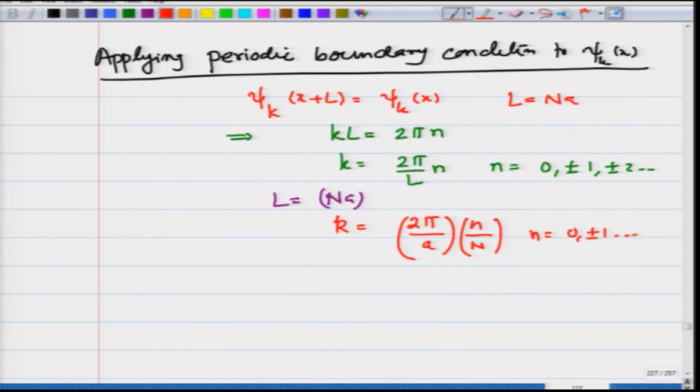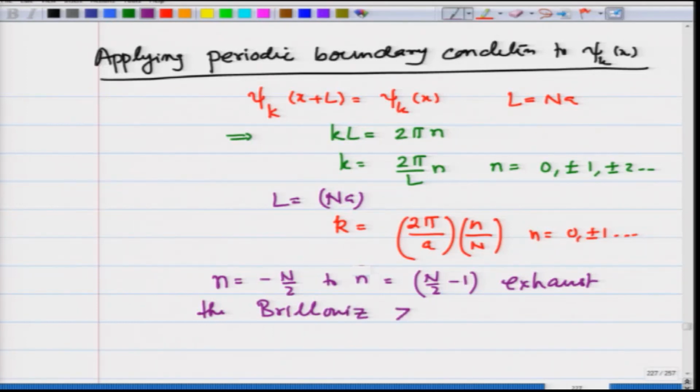And you can see immediately that n equals minus N by 2 to n equals N by 2 minus 1, to be very, very precise, exhausts the Bloch zone completely, because you start from minus pi by a and you go all the way up to pi by a minus a slight number, and then you come to pi by a, which is equivalent to minus pi by a, right.